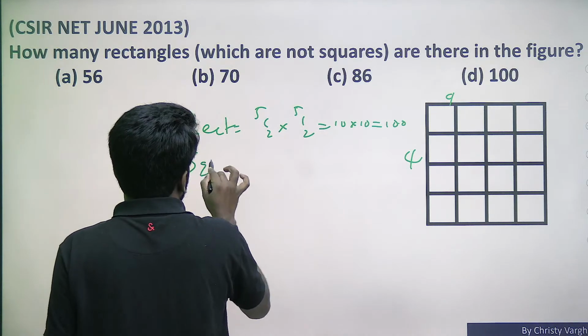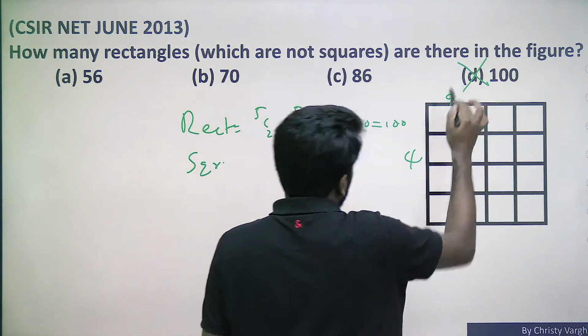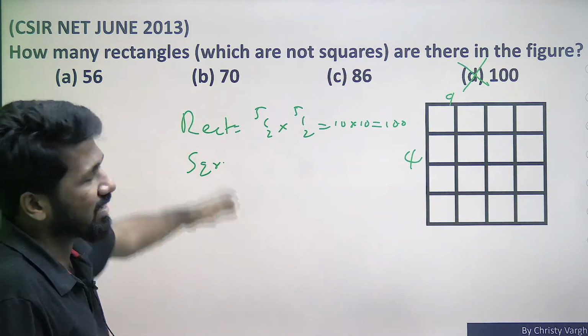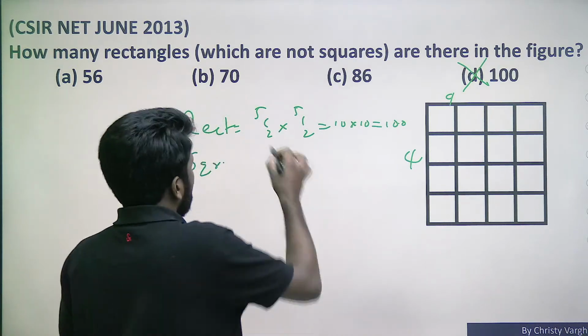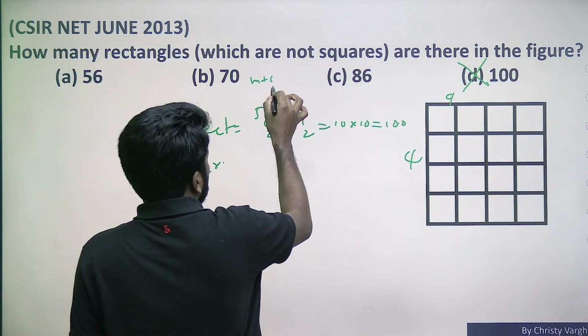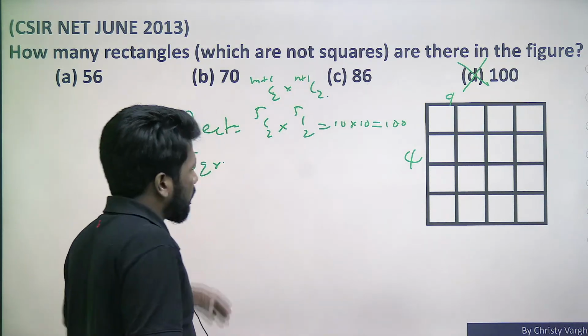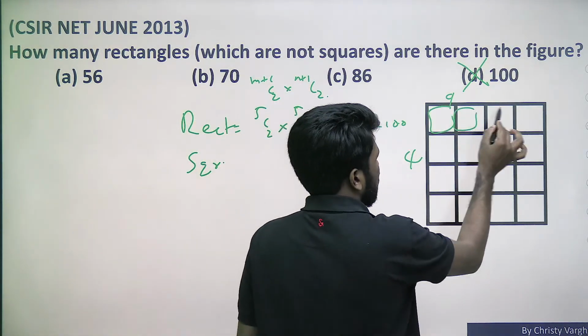So square number will be what? So 100, most of you got 100 as the answer, but 100 is not the answer, because 100 will be the answer only if the question was how many rectangles are there in the figure. Rectangle का number देगा ये formula m+1c2 into n+1c2. लेकिन हमें रेक्टेंगल्स which are not squares चाहिए. इसमें स्क्वायर्स भी इंक्लूडेड हैं.